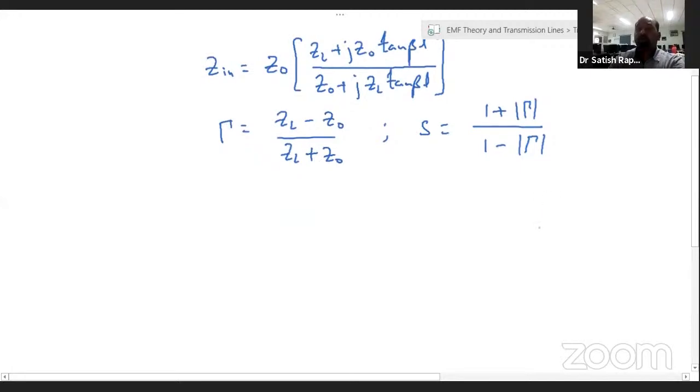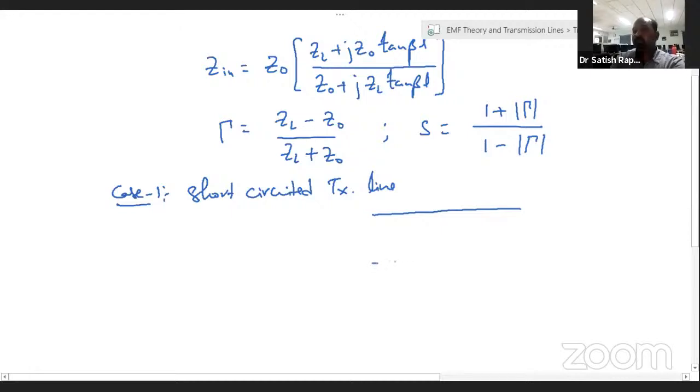Now let us consider case one: short circuited transmission line. What is meant by a short circuited transmission line? We know that. So this is the transmission line.